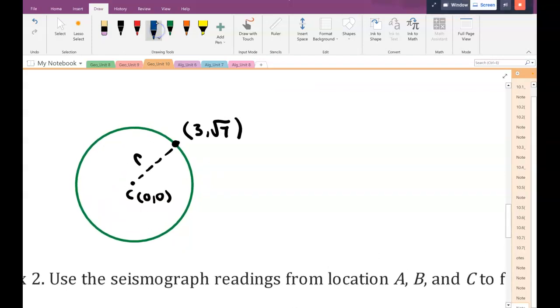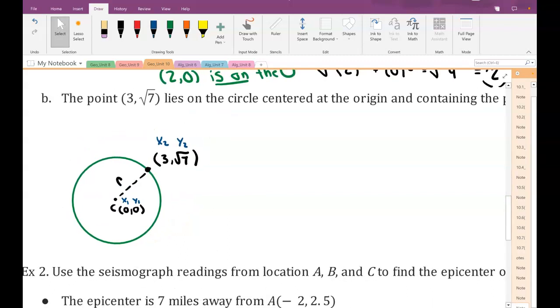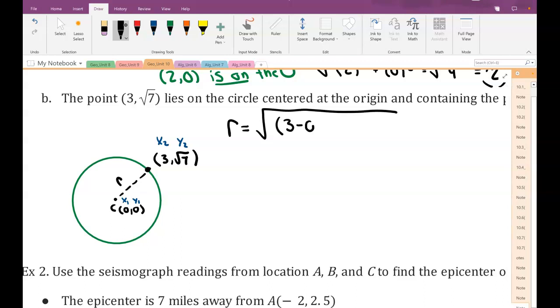So we make it easy on ourselves and we label our x and y points: x2 and y2, x1 and y1. That just makes it easier plugging things in. You don't have to track where everything is. You can just plug in and go from there. So here's our distance formula the first time finding our radius. So your radius is equal to the square root of x2 minus x1, so that's 3 minus 0 squared, plus square root of 7 minus 0 squared.